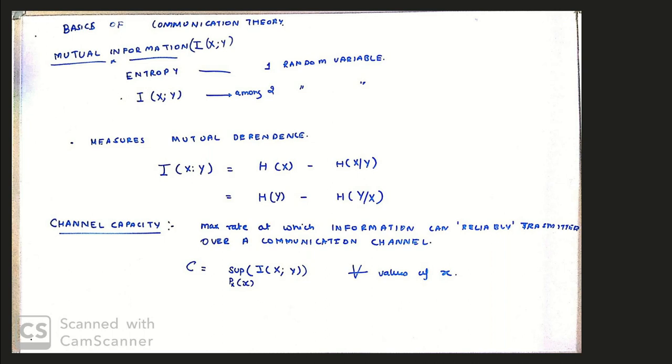Channel capacity. The maximum rate at which information can be reliably transmitted over a communication channel. This is the maximum possible transmission rate at which we can say that the frame is reliably transferred from sender to receiver. It is calculated as the maximum over all the probability distributions of the inputs, of the mutual information. We will see how we will calculate that.